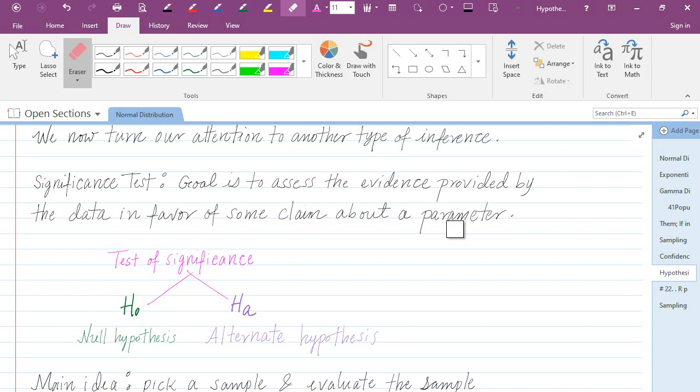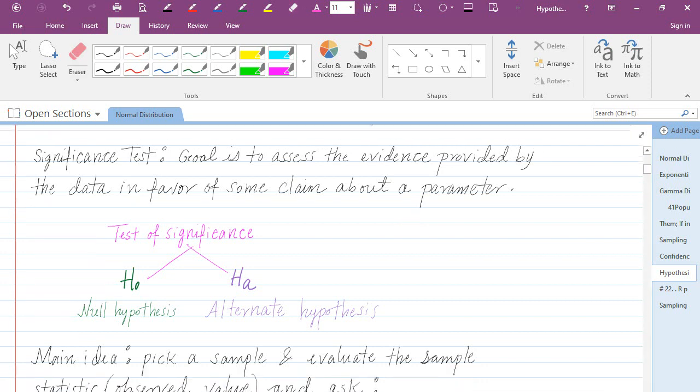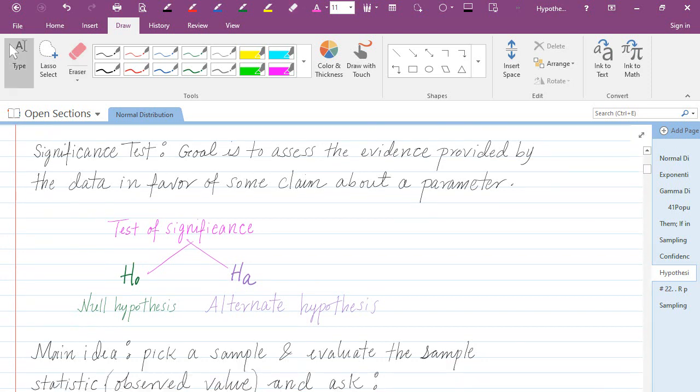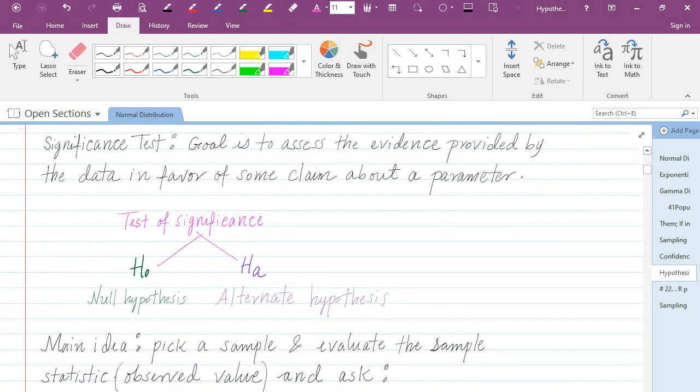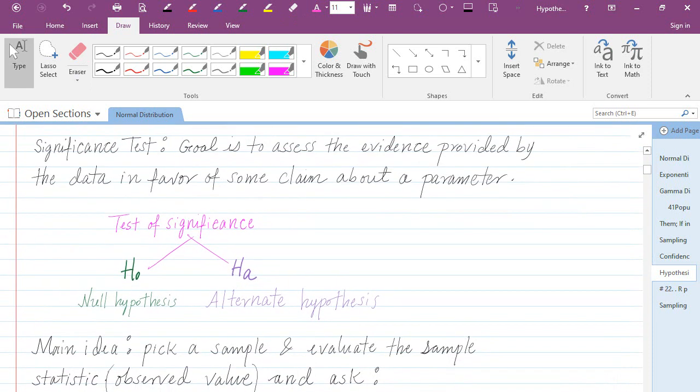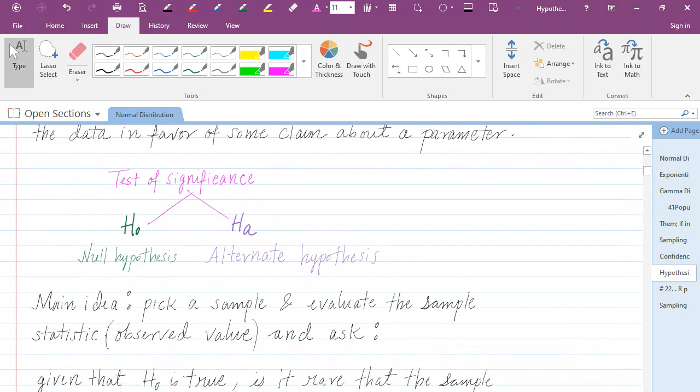So maybe the claim is about the population mean, or the claim could be about the population proportion of something, or it could be a claim about some other parameter. So I'm going to lay out the overall ideas of the test of significance, and then I'm going to fill in the details.